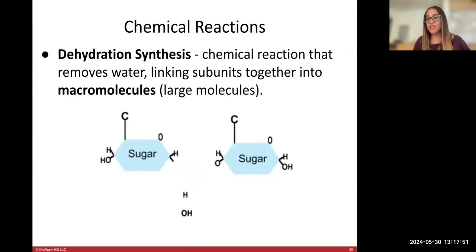So the 2 chemical reactions that either make or break apart these macromolecules, the first one is dehydration synthesis, or dehydration reactions. Dehydration means you don't have water, you're thirsty. And then synthesis actually means to combine or put together. So this is the physical act of pulling out a water molecule in order to join those 2 sugars, like in the picture. So water comes out, the 2 bigger molecules link. Dehydration synthesis.